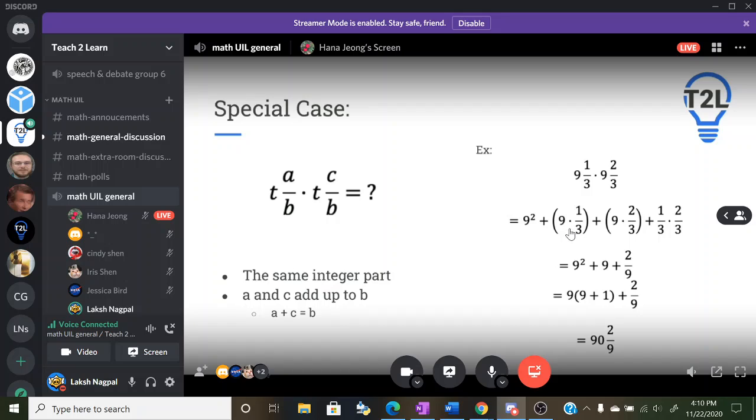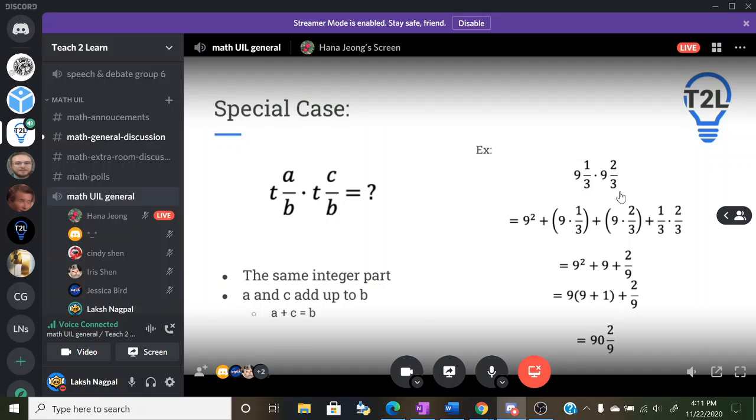And then you want to do the second part, which is just 9 times 1/3 plus 9 times 2/3. Once you add that up, you get 9 times 1/3, which is just 3, and then 9 times 2/3, which is 6. And then 3 plus 6 is just 9. And so that was the second part.